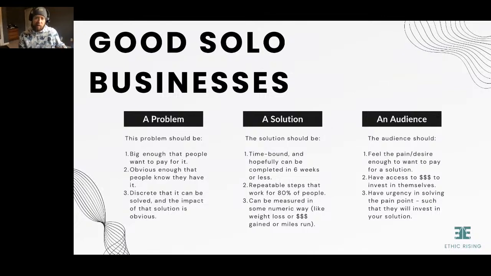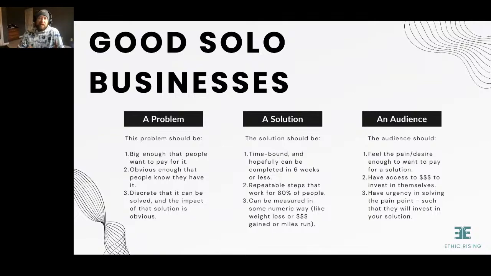Instead, a good solo business probably has a discrete problem. Something like, I will find you 20 leads in the next few days, or I will help you find time to work out while having a newborn and working a job. These are problems that you can probably solve. It's discrete. They understand that they have the problem and they understand that they want it solved. Okay, so: a problem big enough that people will pay for it, obvious enough that people know they have it, and discrete enough that it can be solved and measured. The solution can be measured. The solution should be time bound.